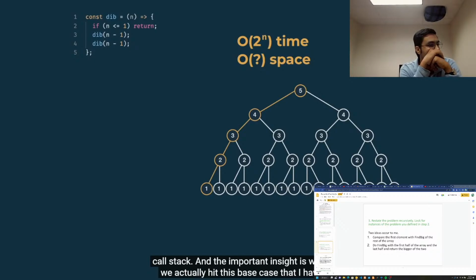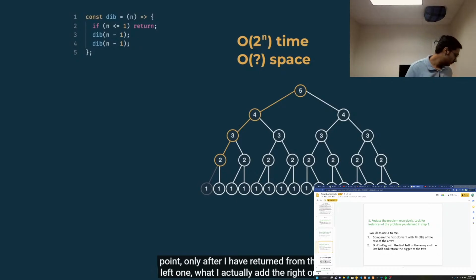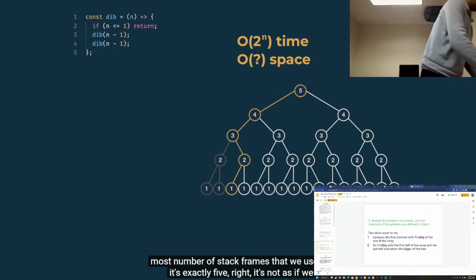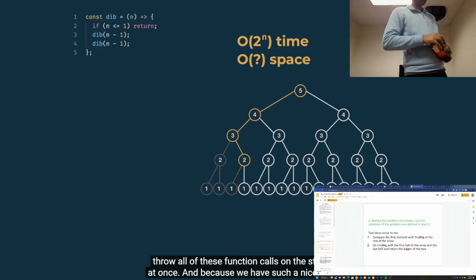And the important insight is when we actually hit this base case that I've highlighted, the left one over here, it actually will return. When a function returns, its stack frame is removed or popped from the stack. And only after I have returned from that left one would I actually add the right one to the stack to be explored. And this process continues. Notice that at any point in time, the most number of stack frames that we use up is exactly 5, right? It's not as if we throw all of these function calls on the stack at once.